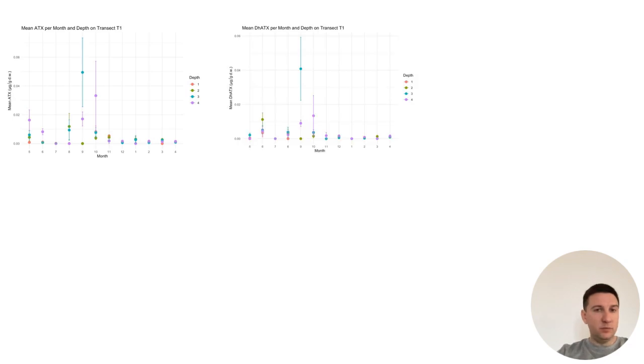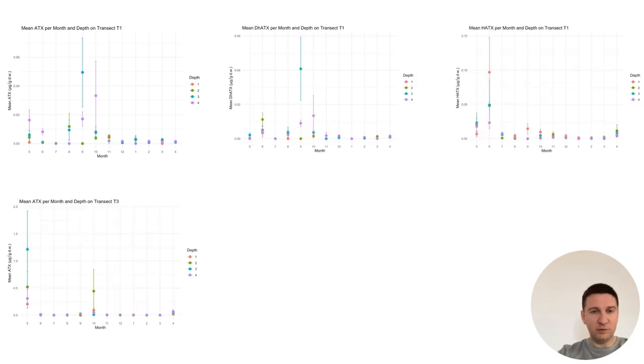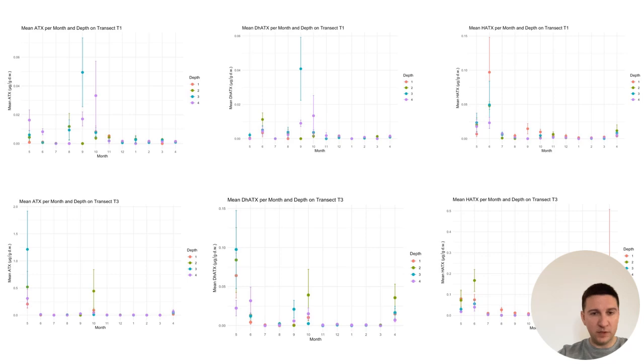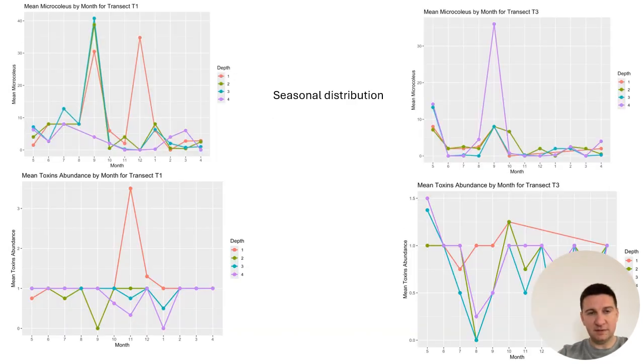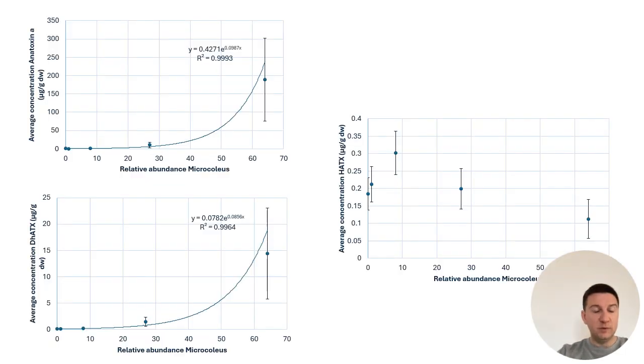And of course we have a huge amount of results. We tried to find whether there are any patterns in depth, whether there is any influence of depth on the presence of Microcoleus, and whether there is any influence on toxicity. Also we were working on the seasonal distribution to find whether there is any specific period of the year when we can expect these toxic samples.